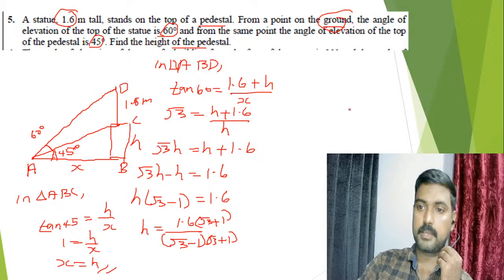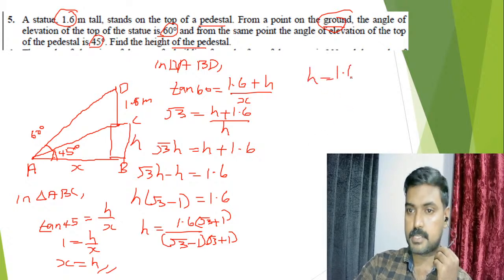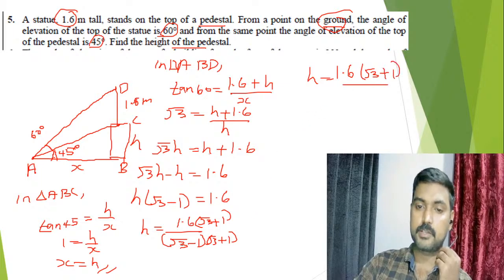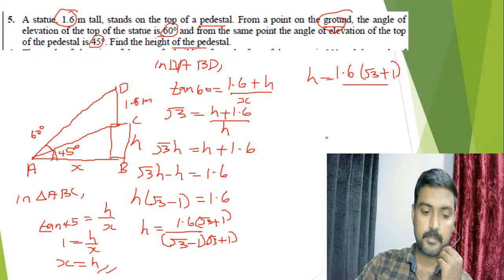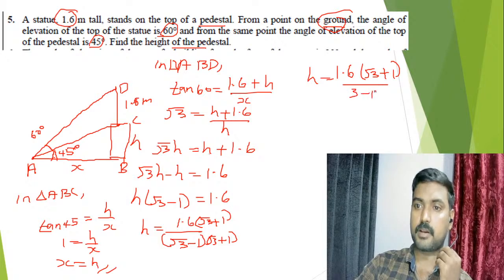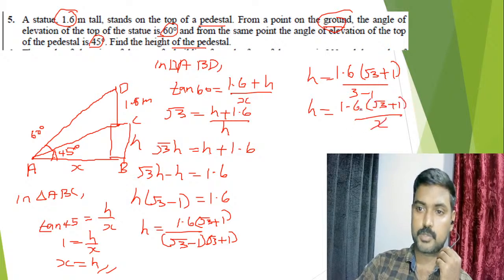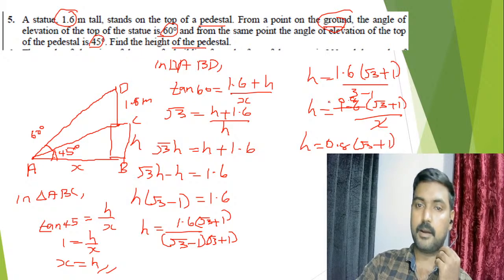H is equal to 1.6 into root 3 plus 1 divided by root 3 square minus 1 square, since a minus b into a plus b is equal to a square minus b square. So here 3 minus 1 will come, that means 2. So h is equal to 1.6 into root 3 plus 1 divided by 2. This 2 and 1.6 cancel, and you get 0.8, because 16 half is 8 and the decimal point is there. So the answer is 0.8 into root 3 plus 1. This is the height of the pedestal.